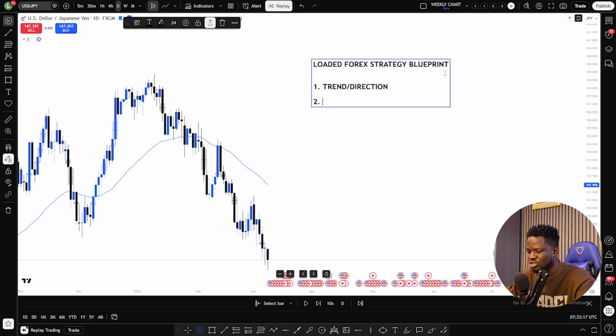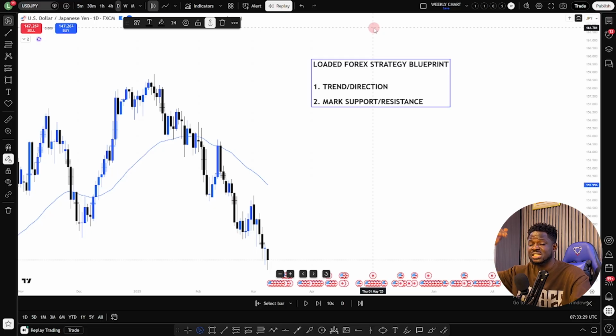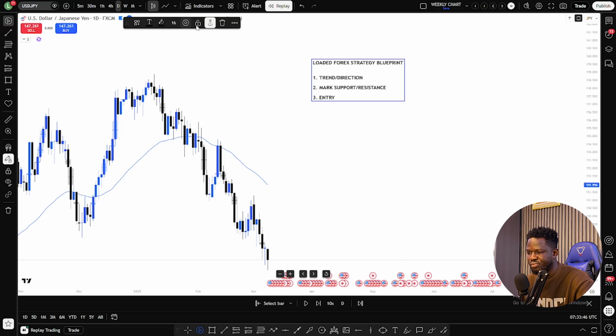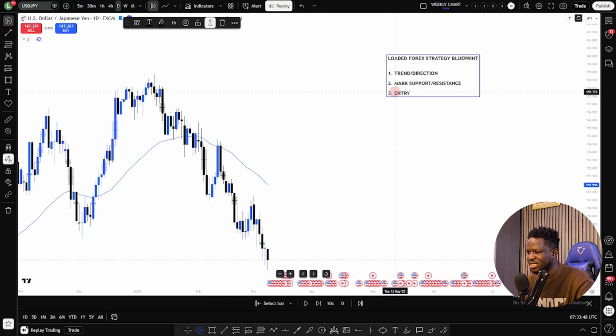Then the next one is to mark your support or resistance. It depends. If the price is trending up, buyers are dominating, you have business with support. But if the price is selling, sellers are dominating, that means you have business with resistance. Then the last one is your entry criteria, right? So we're going to treat this blueprint one after the other.